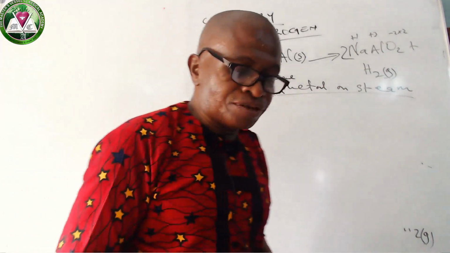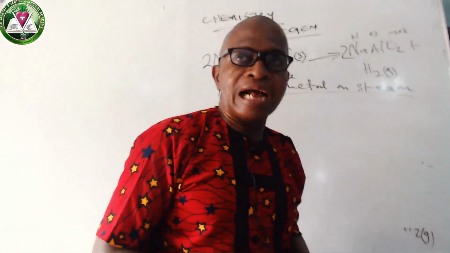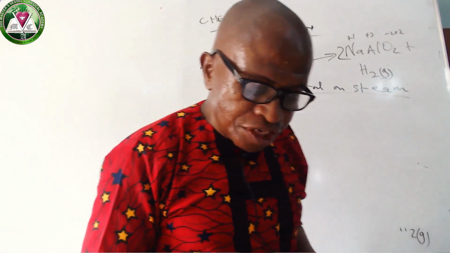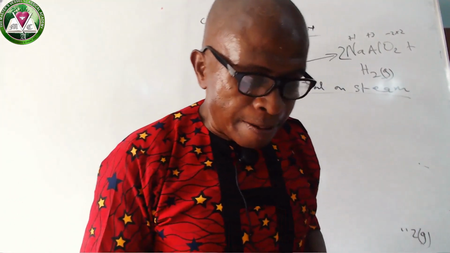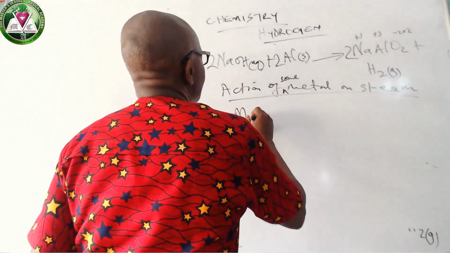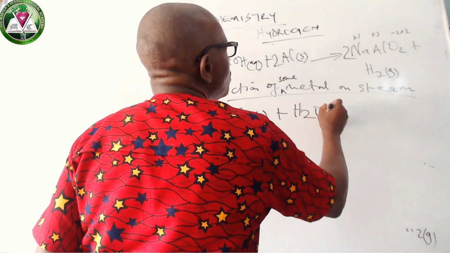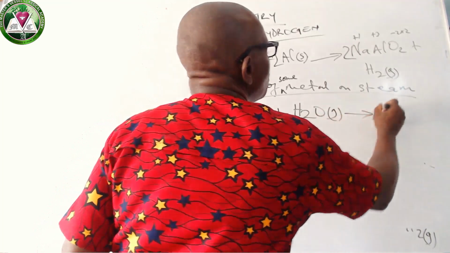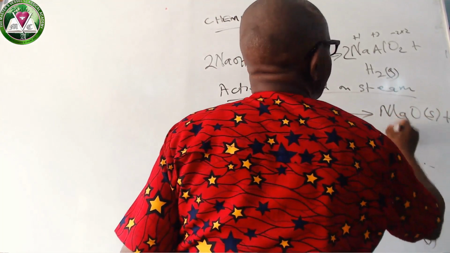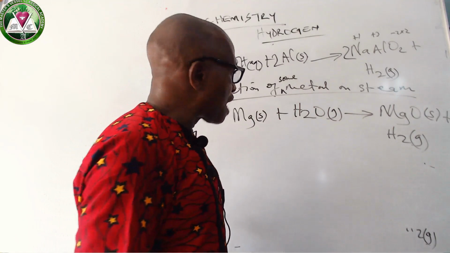Therefore, the metals that will react with steam to give you hydrogen are magnesium and iron. Magnesium and iron. You have Mg reacting with steam, H2O gas, to give you MgO solid plus hydrogen gas. You can see that hydrogen is produced in this reaction.